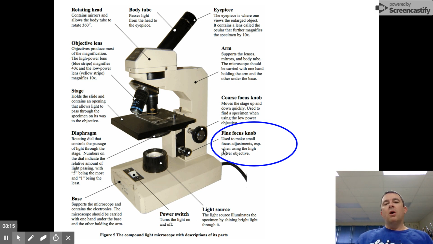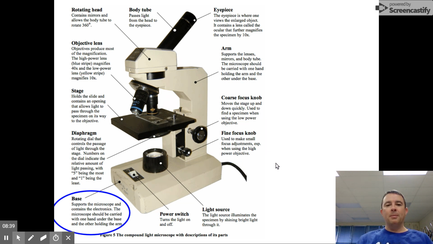When you are on a high power lens, if you're using, say, this high power objective, the fine adjustment knob is the only one you should ever touch. The coarse adjustment really is just for low power magnification. Once you move up to high power, you only need to make very fine adjustments using that smaller knob.